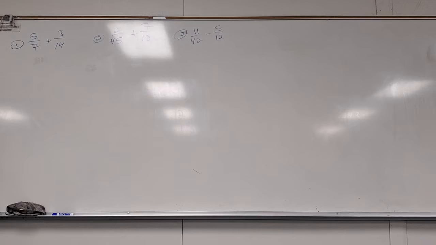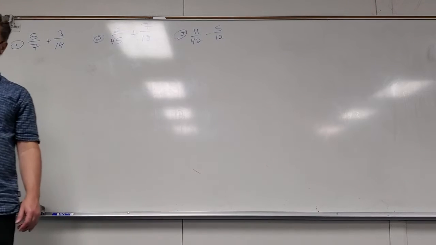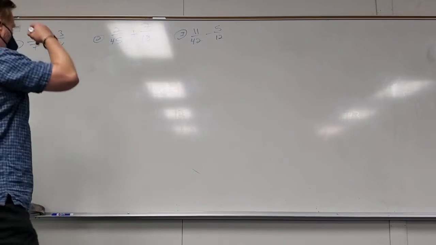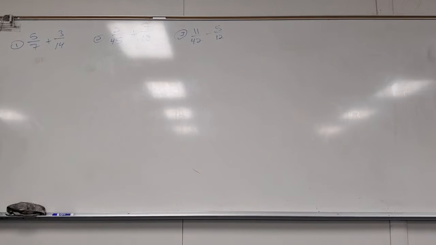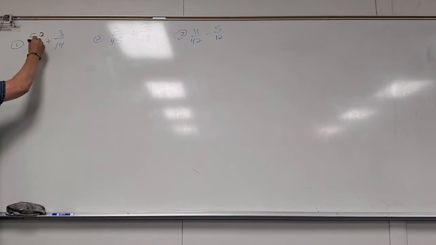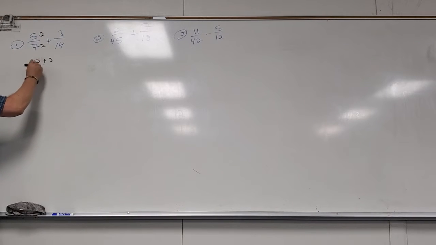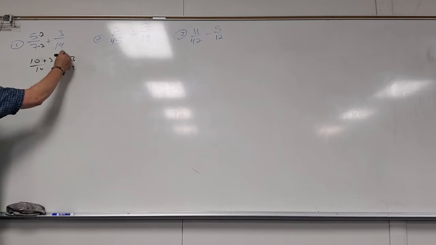I'll show you a bit of a shortcut also to the prime factor method. But the first one, easy, nice, right? Multiply this by 2. So you get 10 plus 3 over 14, you get 13 fourteenths. Ta-boom.